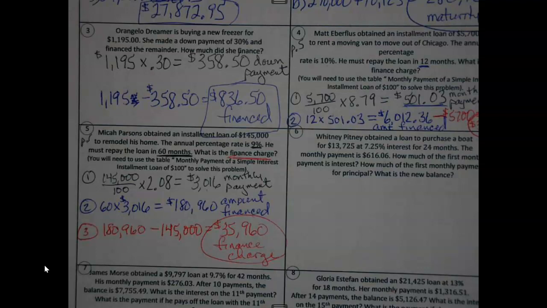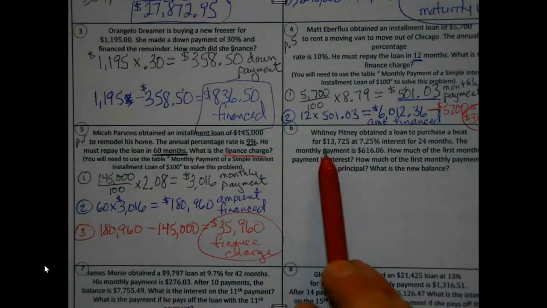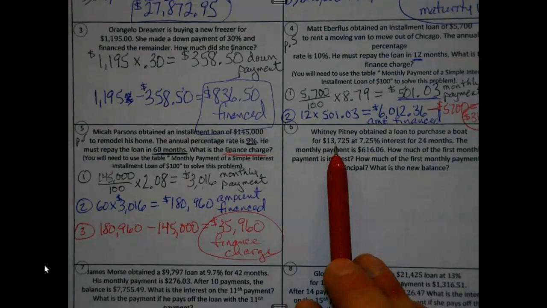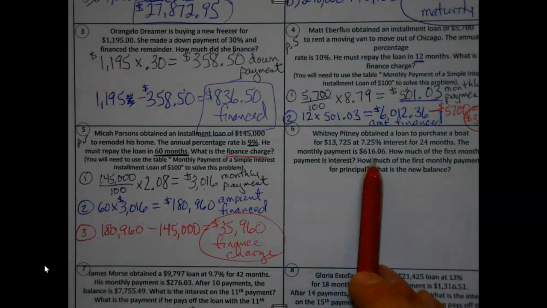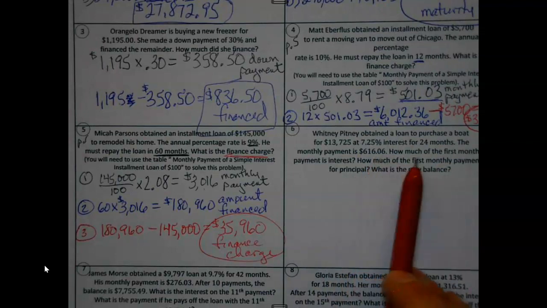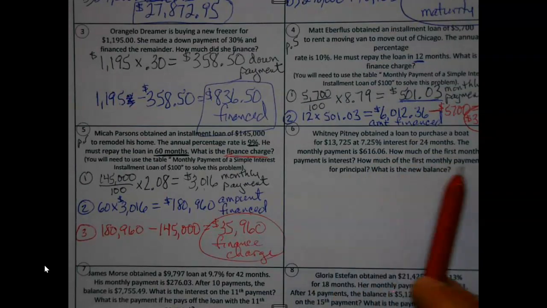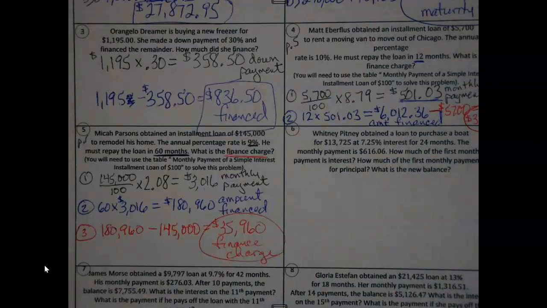But again, 3 definitive steps, just like we did when we were looking at it in number 4. Now I can honestly tell you the chart's done. I can. So I'm like, all right, oofda. Whitney obtained a loan to purchase a boat. More big purchases. For $13,725 at 7.25% interest for 24 months. The monthly payment is $616.06. How much of the first monthly payment is interest? How much of the first monthly payment is for principal? What's the new balance? Okay, hang on here.